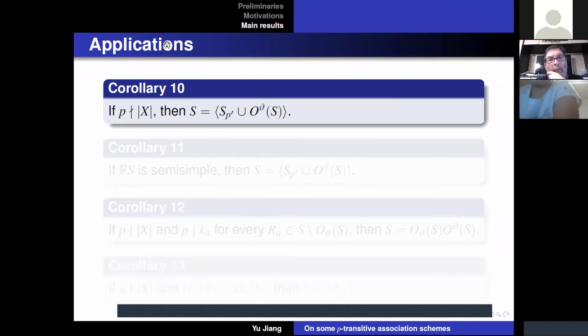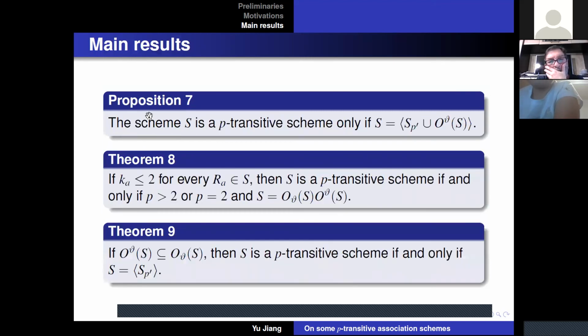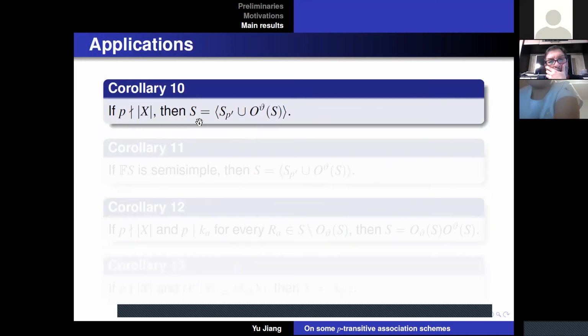Now we can consider some applications. So this is the following corollary. We know that if P doesn't divide the size of X, then the scheme is p-transitive. So in this case, using this proposition, we get that S is generated by the union of S_P prime and the thin residual of S.